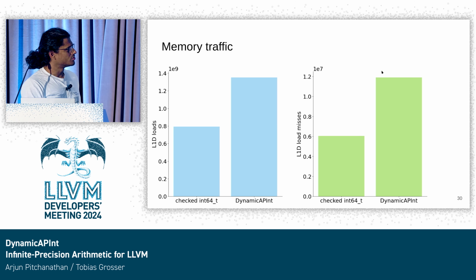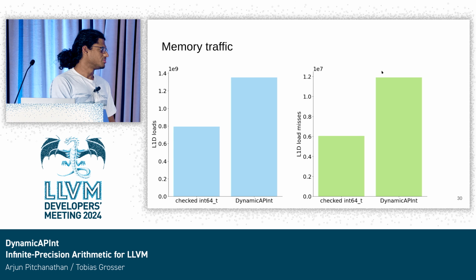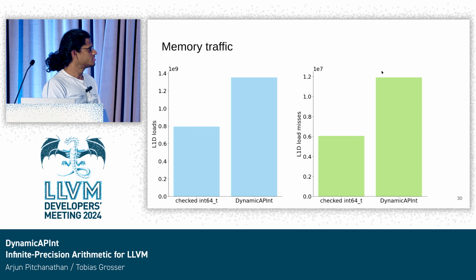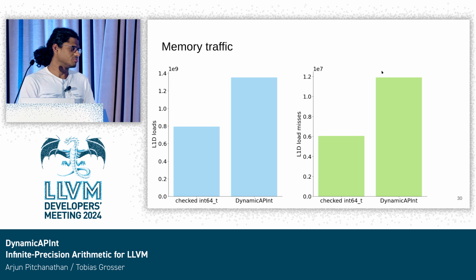And then the question is, what is something that might actually be causing the worse performance? One thing where you can see it is in the L1 data cache loads. They become basically double when you go from int64 to DynamicAPInt. And if you look at the misses, they also basically double. So it means that we're not able to preserve performance at all compared to the roofline.